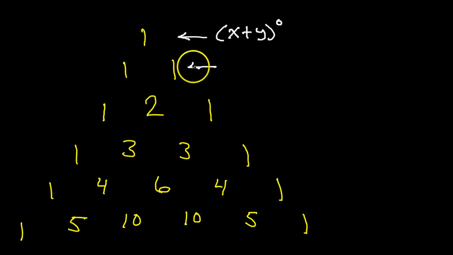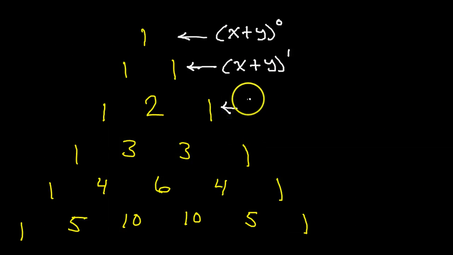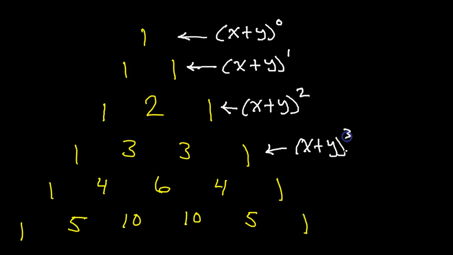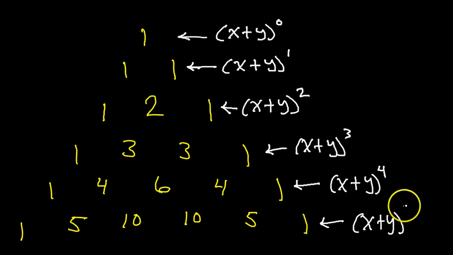And then after that, this next row is what you would get for the coefficients if we did x plus y to the 1 power. And this one would be from x plus y squared. And we'd get these coefficients if we did x plus y to the 3rd power, and these would be the coefficients if we did x plus y to the 4th power, and these would be the coefficients if we had x plus y to the 5th power. And we could have kept going if we wanted to.